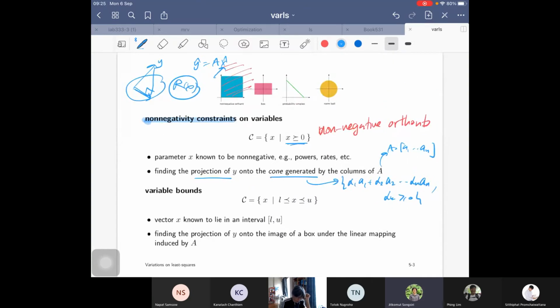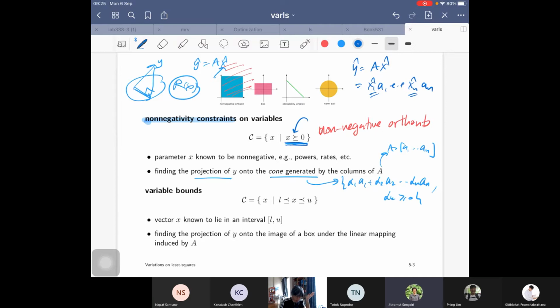Why is the interpretation given by this? Because your y hat is A times x hat, right? But because you impose x hat to be non-negative, it means y hat is x hat 1 A1 plus up to x hat n AN.